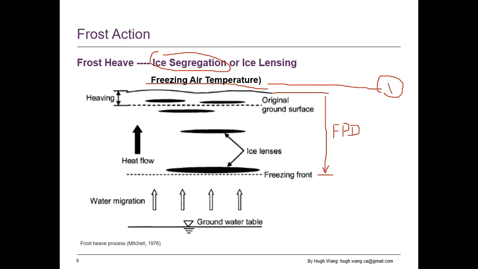The second factor is a frost-susceptible soil. Only frost-susceptible soil will form ice lenses. Non-frost susceptible soil will not form ice lenses, or the ice lenses will be minimal. So ground heave is caused by the growing of ice lenses.